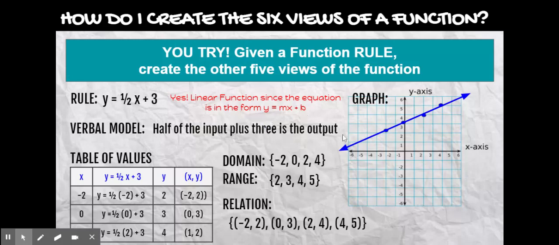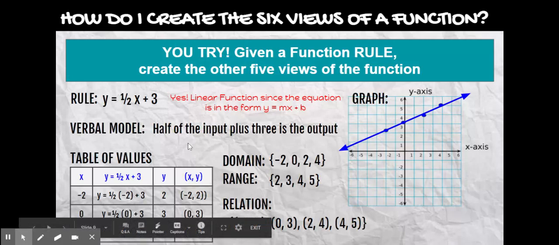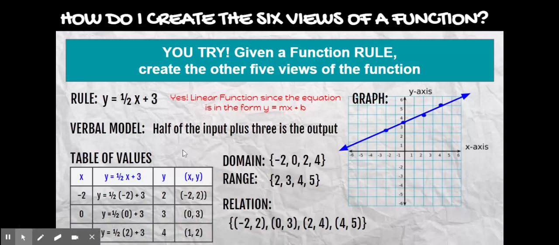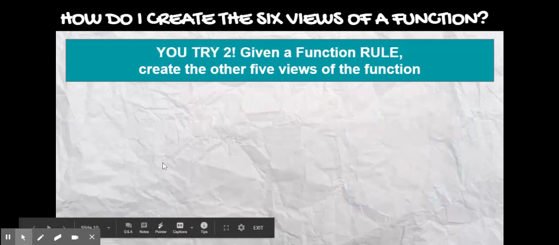So it kind of helps. If you get a really curvy thing going on here, you know you did something wrong in your table of values. You can go right back and self-correct. So let's see what comes next. It's another you try.